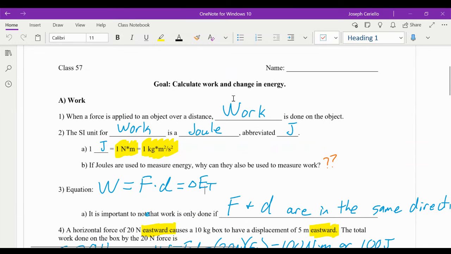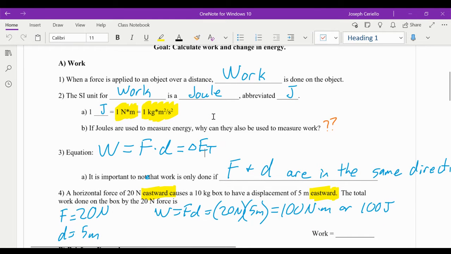Everyone, so today we're going to talk about a new topic, work, and it is very closely related to energy. Now, when we talk about this, one thing I want you to keep in mind is last unit when we did impulse and momentum. Impulse is the change in momentum of a system. Work is the change in energy of a system. So, they're quite similar in a lot of ways.